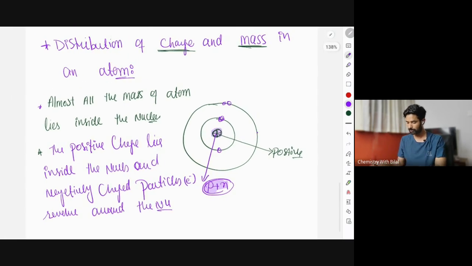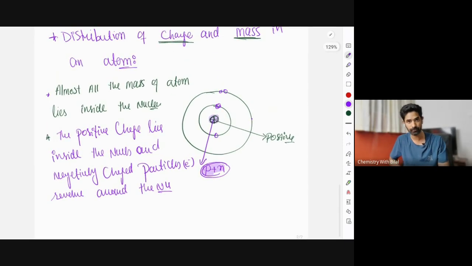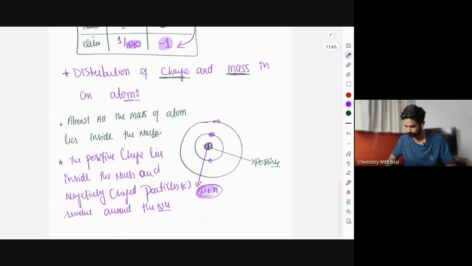So how is the mass distributed? Almost all of the mass lies inside the nucleus, whereas the charge is distributed in such a way that the positive charge is present in the nucleus and electrons, which are negatively charged particles, revolve around the nucleus in one of the fixed circles called shells or orbits, right?